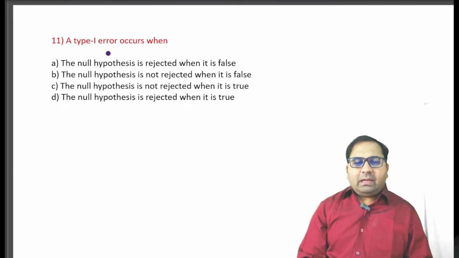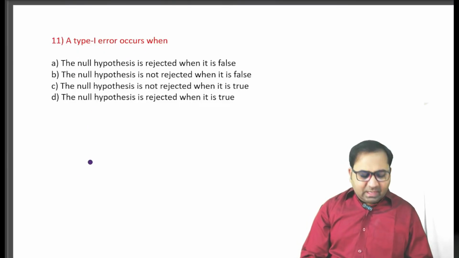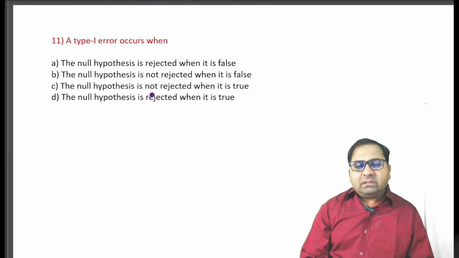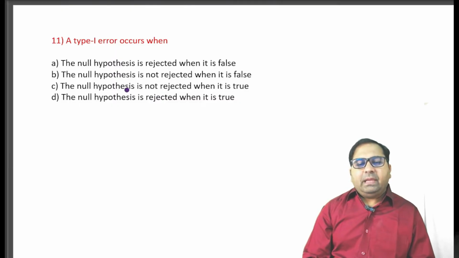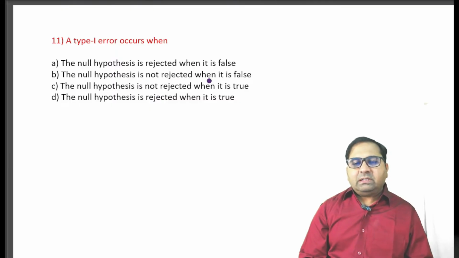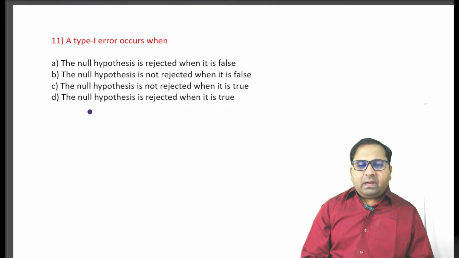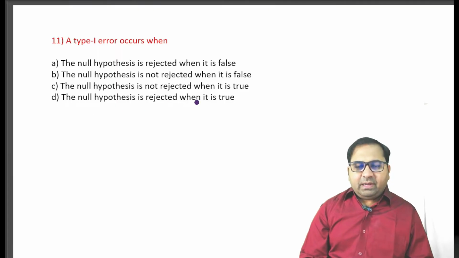A type 1 error occurs when, the options they gave are: A. The null hypothesis is rejected when it is false. B. The null hypothesis is not rejected when it is false. C. The null hypothesis is not rejected when it is true. Or D. The null hypothesis is rejected when it is true.